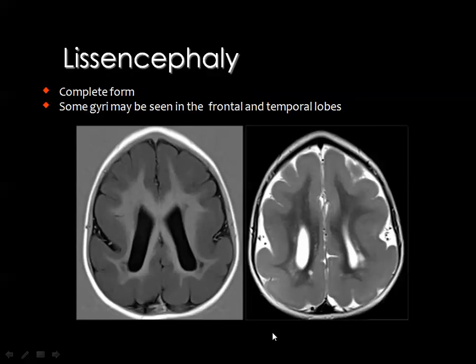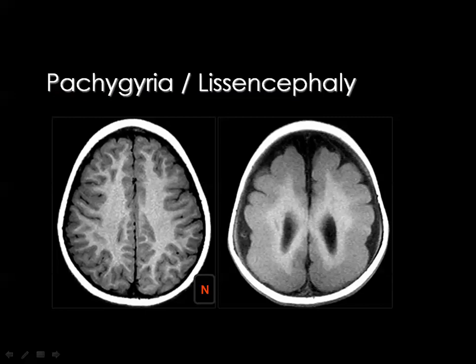Then in some cases, as I mentioned, you get thickening and broadening of the gyri, and you can see few sulci. And this is a step more or less severe than the lissencephalic brain. Then there is some distance between the lissencephaly and the pachygyria.